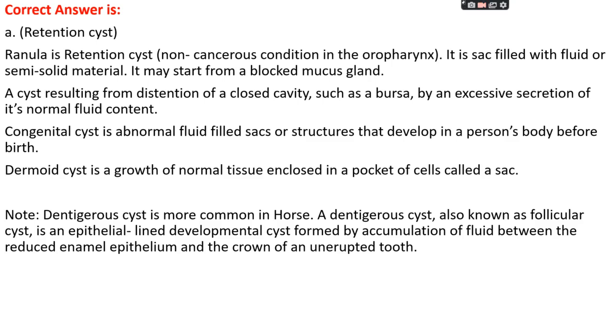Okay, and here is a note about dentigerous cyst. The term itself implies that it is related to the tooth. Okay, dentigerous cyst is more common in horses. It is also known as a follicular cyst. In this case, a cyst develops which is outermost lined by epithelial cells, and inside the cyst there is accumulation of fluid, mainly located between the reduced enamel epithelium layer and the crown of an unerupted tooth.